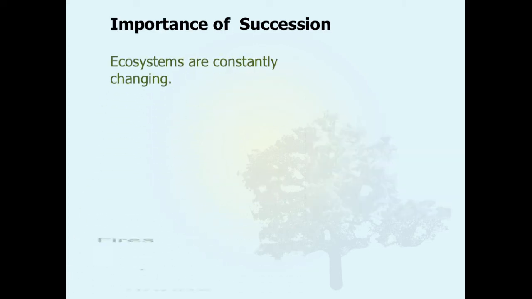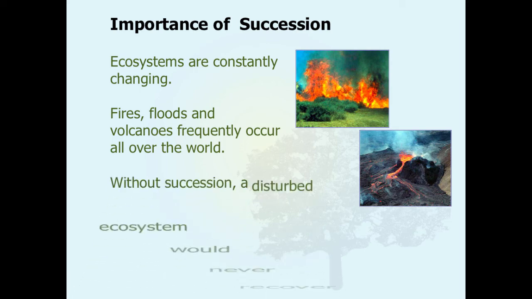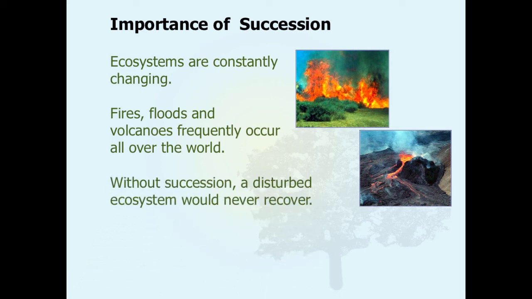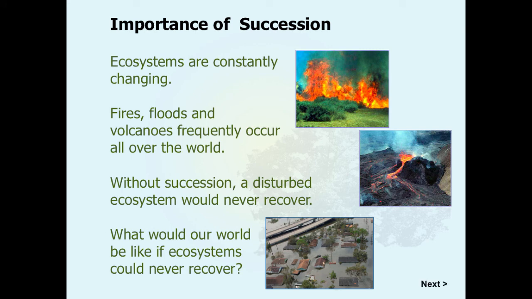So ecosystems are constantly changing. Fires, floods, volcanoes can occur all over the world. Fires and floods would normally lead to secondary succession, whereas a volcanic eruption would be primary, because once it clears out, there's no soil. It has to start with bare rock. Without succession, the disrupted ecosystems would never recover, and therefore our Earth would never recover from floods. So what would our world be like if our ecosystems could not recover?